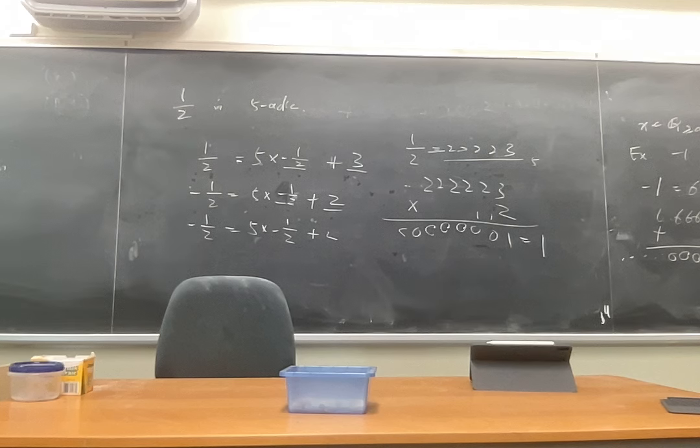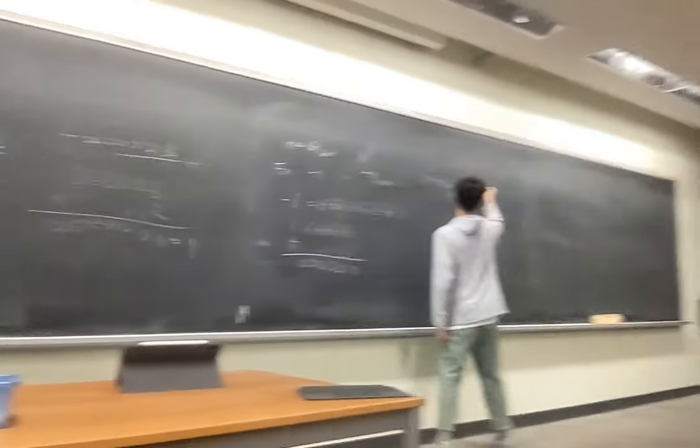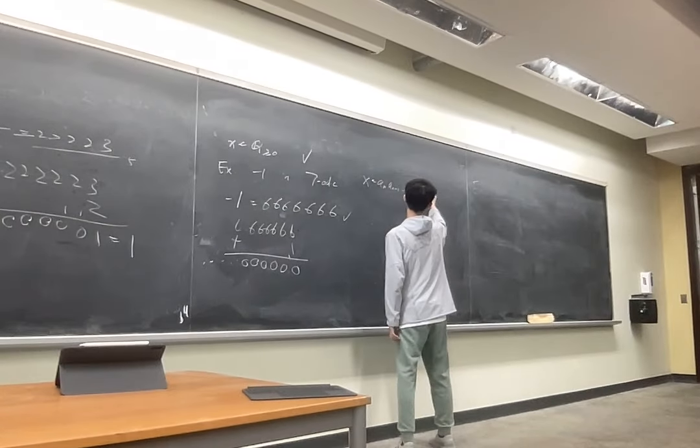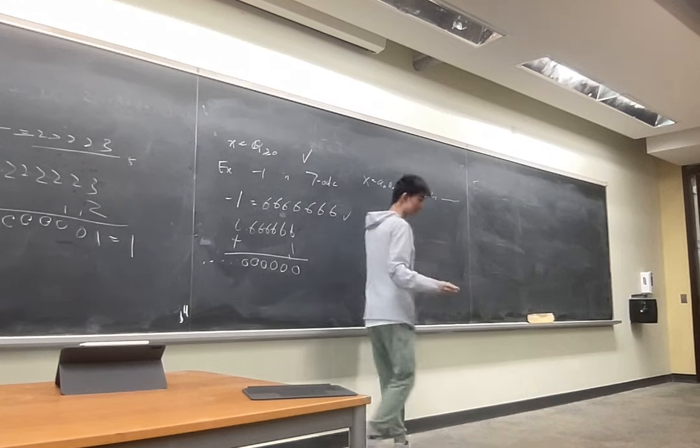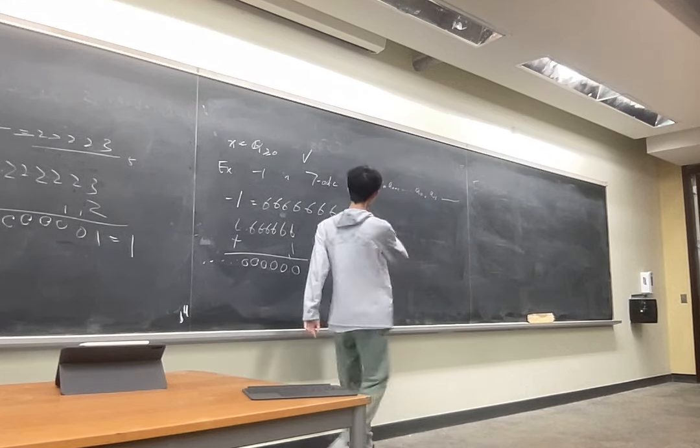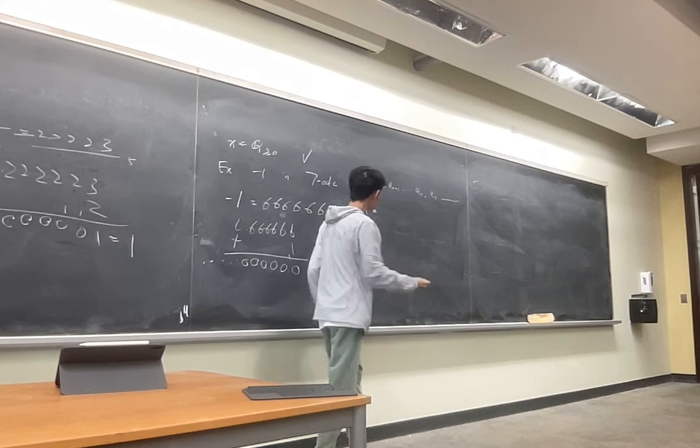Let's suppose you have a number which is a decimal representation. Suppose you have a number that has a representation something like a_{n-1}, all the way to a_0, and you have a decimal point here, and you have a_{-1}, and you have infinite digits to that side. This is saying x is the limit of the sum, right?